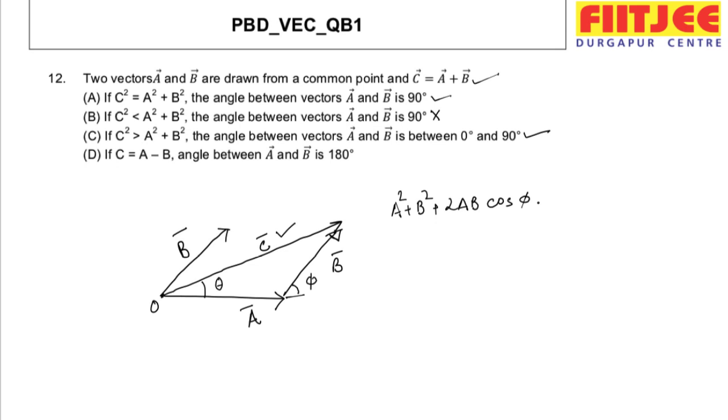A square plus B square plus twice AB cos phi, where phi is the angle in between the vectors, that is equal to C square, and that is equal to A minus B whole square. If I go by this definition, A square plus B square minus twice AB. If I calculate this, A square and B square will get cancelled out, 2AB will also get cancelled out. So cos phi equal to minus 1 only gives you the value of phi is 180 degree. Option D will also be a correct option. So A, C, D will be your correct choices.